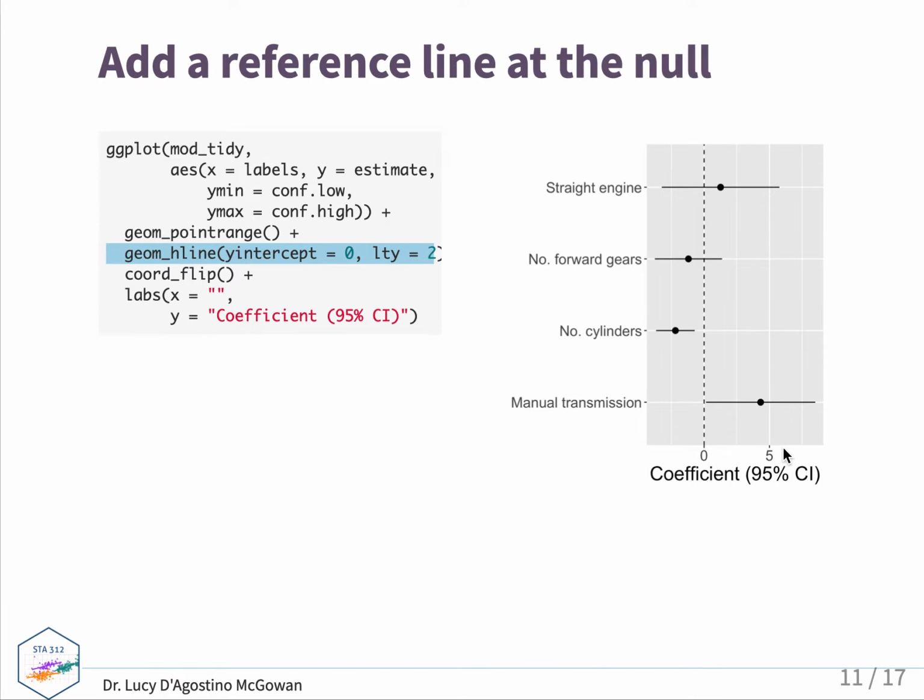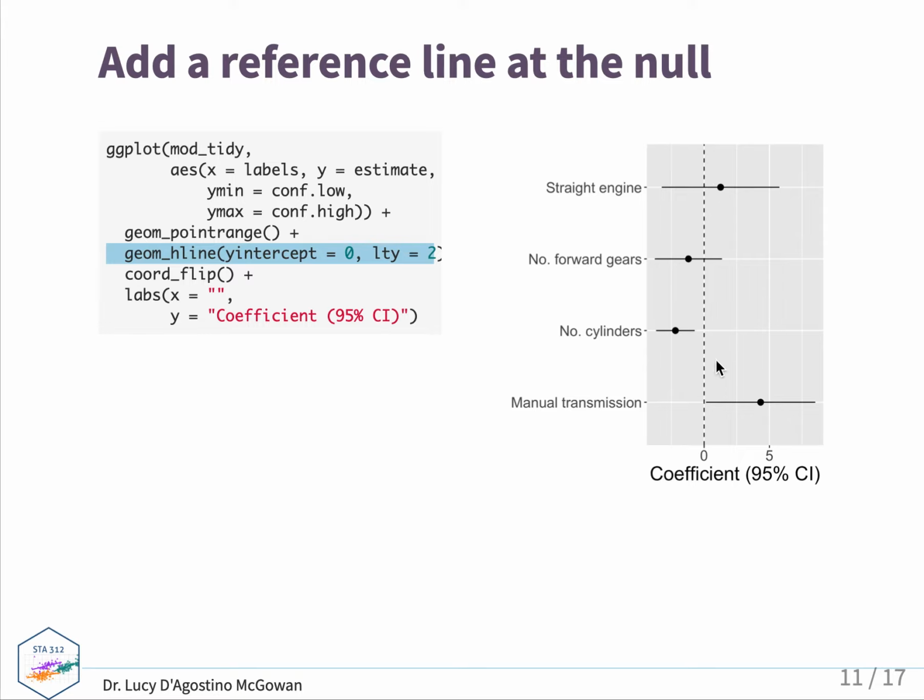For example, I can add a reference line at the null. To do that, I'm going to use geom_hline. Notice again that this is expecting a horizontal line even though this looks vertical, and that's because we had this coord_flip here. Because we flipped the coordinates, it looks like this is the x-axis down here and this is the y-axis, but under the hood, ggplot still thinks that this is the y-axis on the bottom. So we need to be operating under that mentality.